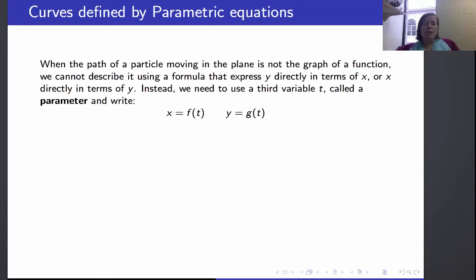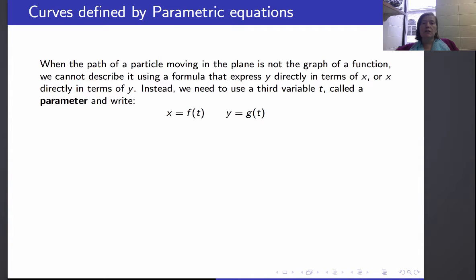The path of a particle moving in the plane may not be the graph of a function, and in that case we cannot express y directly as a formula in x or x directly in terms of y. Instead of this, we need to use a third variable t to describe the path, and this t is called a parameter, and the points on the curve are given by x is some function of t and y is some function of t.